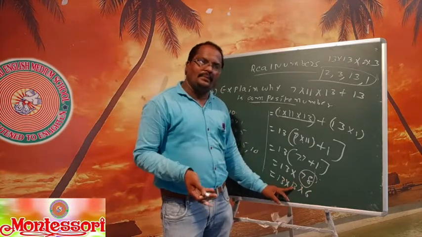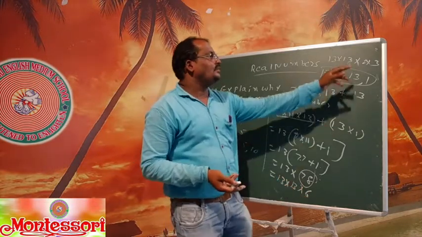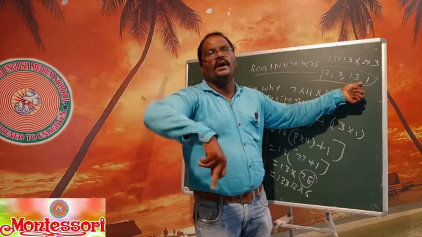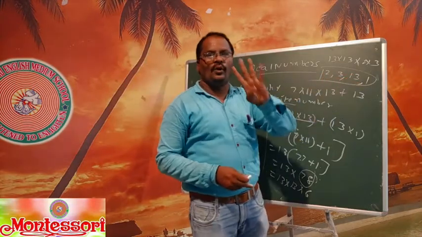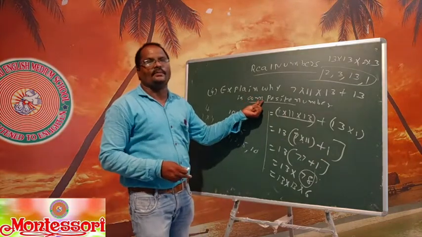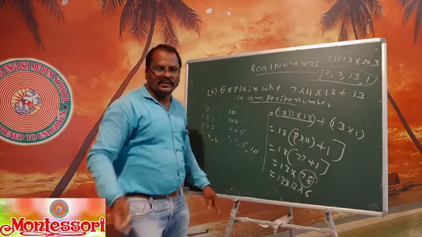13 is a prime number, not divisible. 6 we have to write as 2 into 3. How many factors are there? 2 is there, 3 is there, 13 is there. 1 is the factor of every number. So how many factors are there? 4 factors. So more than 2 factors means the number is called a composite number. Yes. Completed? Now come to the next.